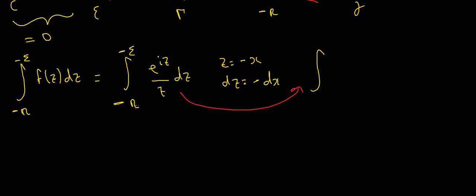What are my limits going to be? When z is equal to minus r, the only way that the right-hand side can be equal to minus r is if x equals r. Similarly, if z equals minus epsilon, x has got to be epsilon as well. So what happens to the integrand? e to the iz is going to become e to the minus ix, because I'm just replacing every instance of z with minus x. In the denominator, I'm going to have minus x as well, and dz is going to be minus dx, so I'm going to put a minus sign here, and dx over there.